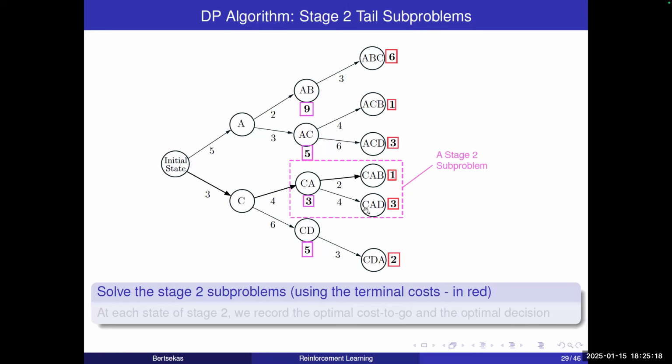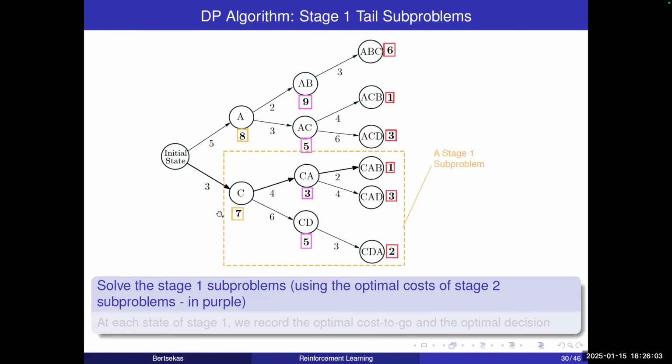And similarly for this one, the terminal cost is 3, and the optimal cost to go starting from here is 3, and schedule D after A costs 4. So 4 plus 3 is 7. We just compare those two numbers, and the optimal cost to go is 3 because 3 is smaller than 7. For all states at stage 2, we need to repeat this procedure and calculate their optimal cost to go.